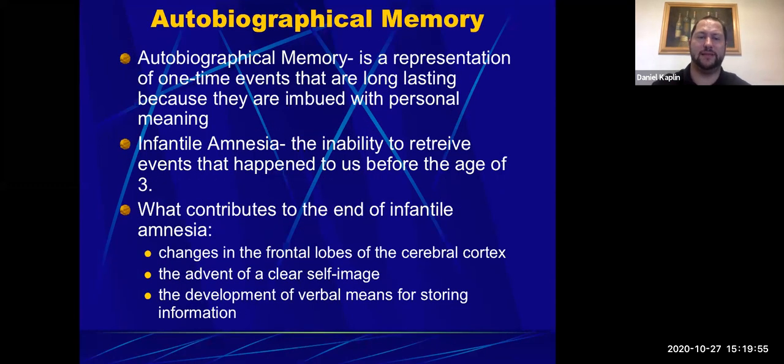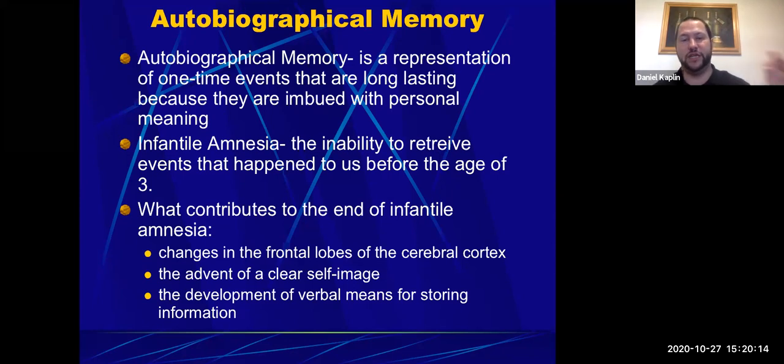Autobiographical memory, again, this is the story of your life. We tend to not remember things before the age of 3. Your book refers to this as infantile amnesia. And the question is, how do we have infantile amnesia? Well, there are different factors.